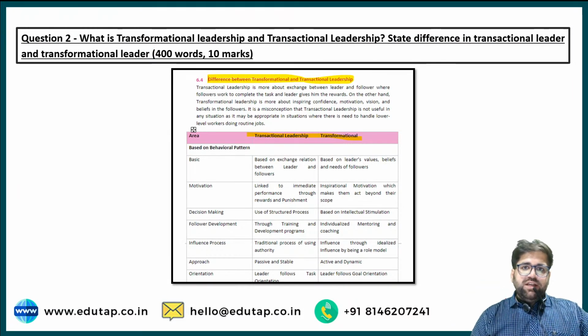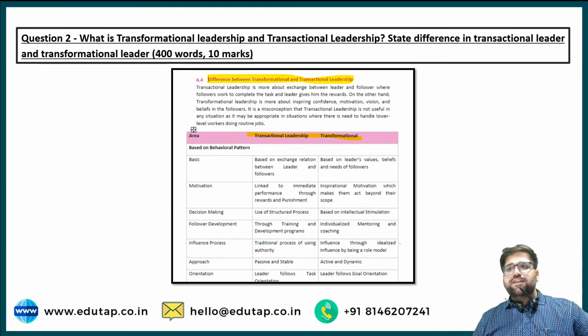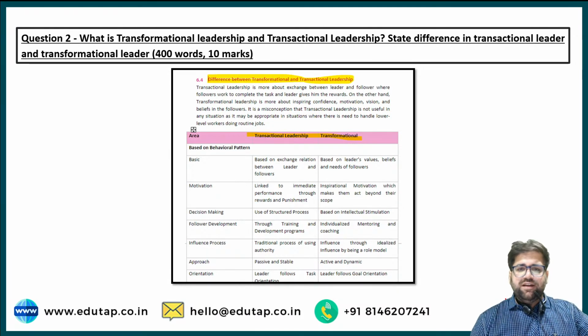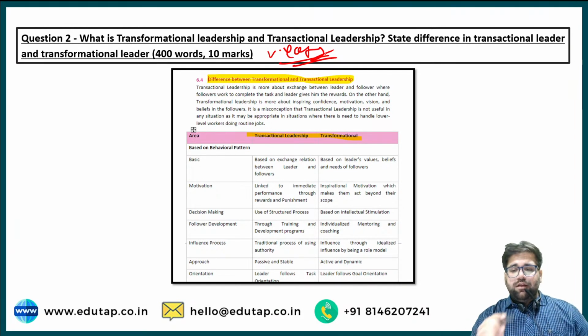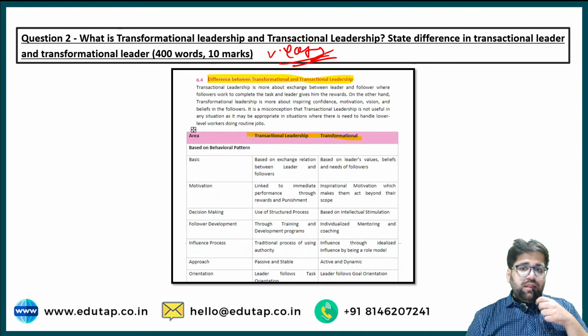What is transformational leadership and transactional leadership? State the difference between a transactional leader and a transformational leader. Again, very easy question if your concepts are clear. Again, if your concepts are not clear, then sorry to say this will be tough.